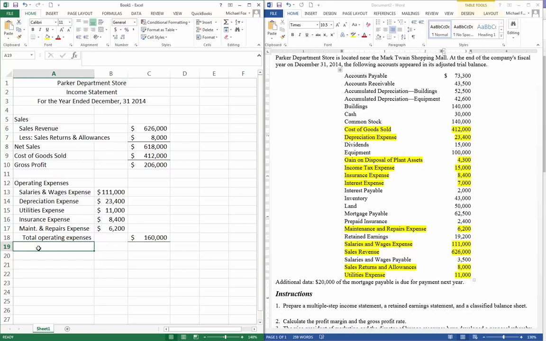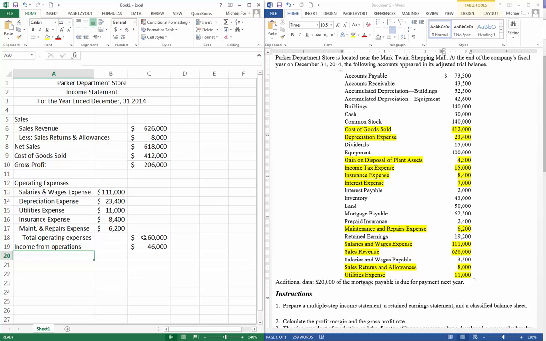And that will give us something called our income from operations. Sometimes it's called income before interest and taxes, or earnings before interest and taxes, EBIT. So our gross profit minus our operating expenses is our income from operations.